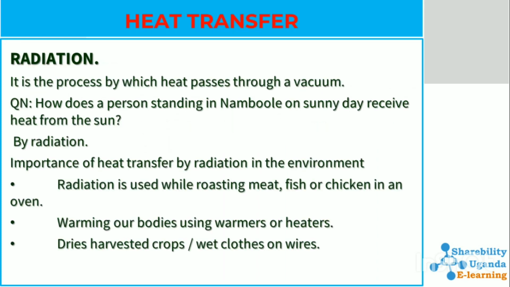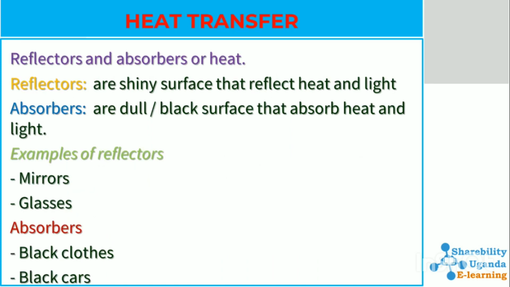Radiation is the process by which heat passes through a vacuum. Radiation is used while roasting meat, fish, or chicken in an oven, warming our bodies using warmers or heaters, and drying harvested crops and wet clothes on wires.